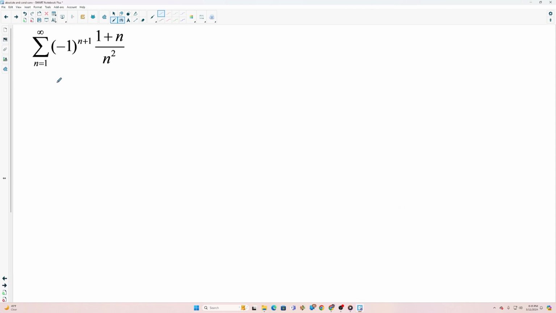Let's look at this one. Let's go n equals 1 to infinity of 1 plus n over n squared. Should we do limit? Not limit yet. How should we do this one? We're going to go limit comparison versus n equals 1 to infinity of 1 over n. So this diverges. Diverges by a harmonic series.